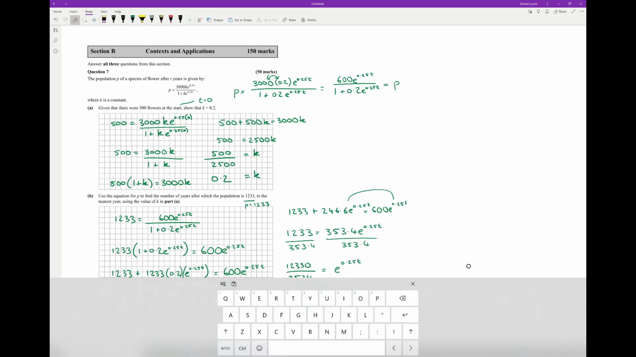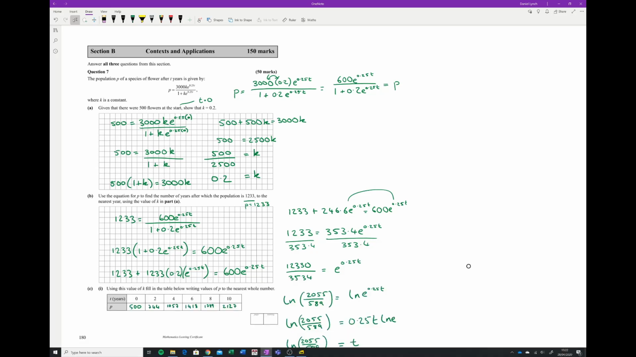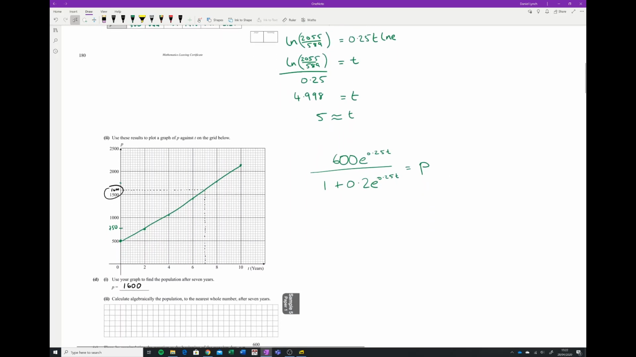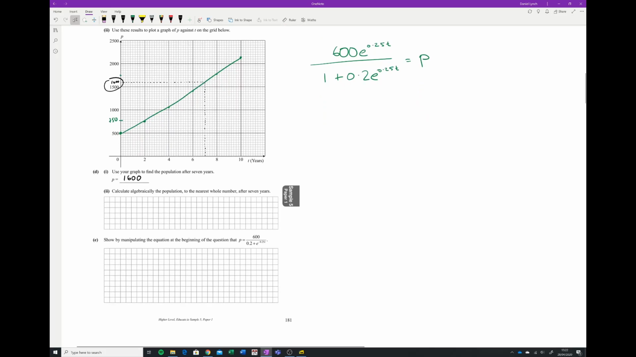Go away, box. I'm making a total mess of it now, sorry. Yeah, that's what we have there. Okay, so that's the bit of algebra that they want us to manipulate. So rather than zoom into the box, I will just do it here. So we get 600 e to the 0.25t over 1 plus 0.2 e to the 0.25t, and it's equal to P.